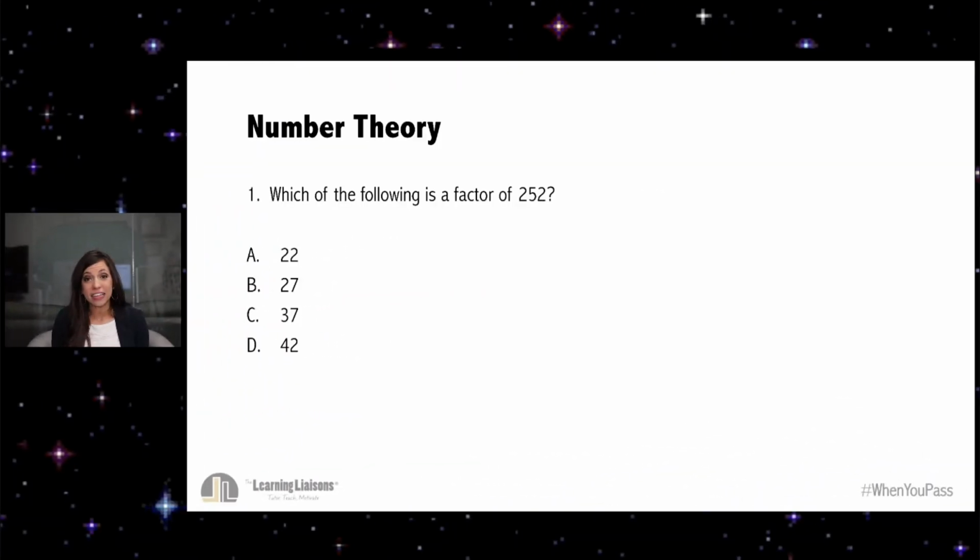All right, let's find out how to solve this problem. First, we have to know what a factor is. A factor of a number is a number that multiplies by another number to equal your main number. So a factor of 252 would be a number times another number equals 252. To figure this out, we can take all of our answer choices and divide 252 by them. If we get an even answer with no remainders, we've found our answer.